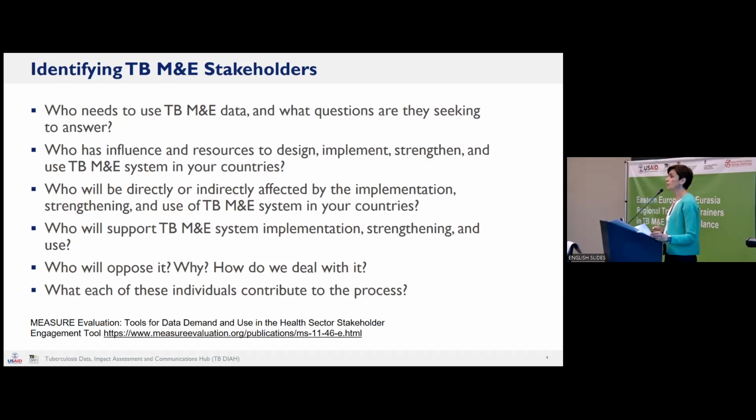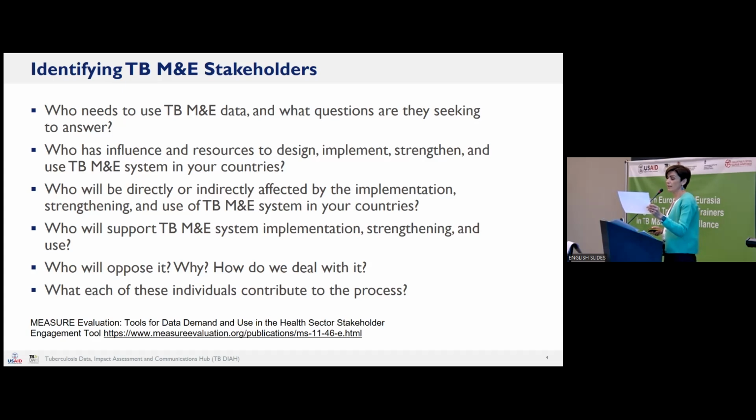Third question, who will be directly or indirectly affected by the implementation, strengthening, and use of TB system in your countries? Who would be a representative stakeholder in this category? Georgia? Who will be directly or indirectly affected by the implementation? Who can be the stakeholder in this category? Great, thank you.